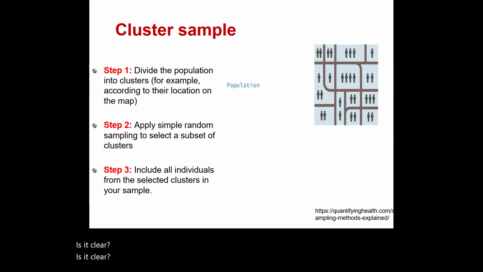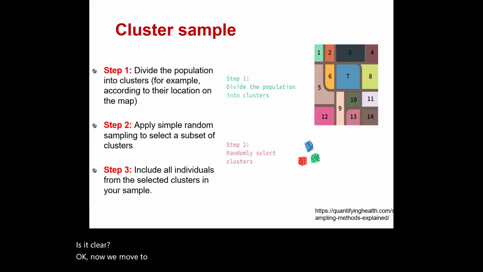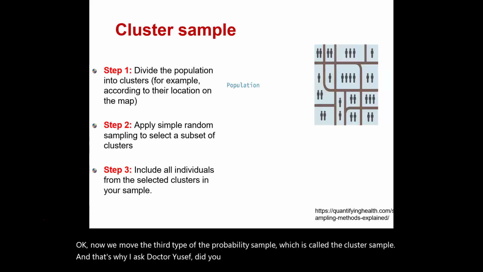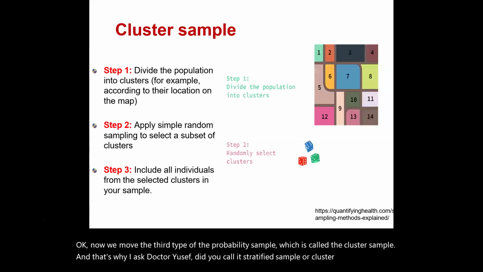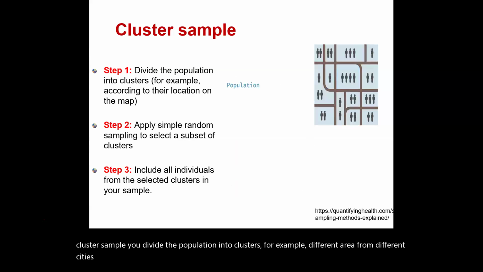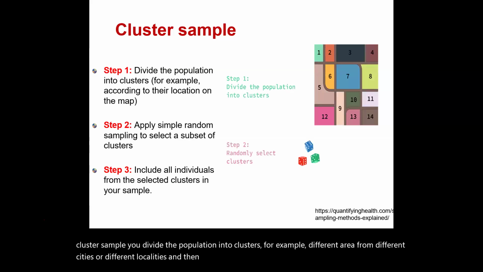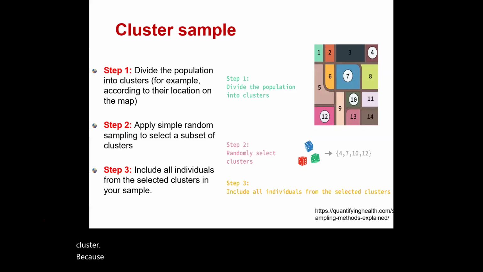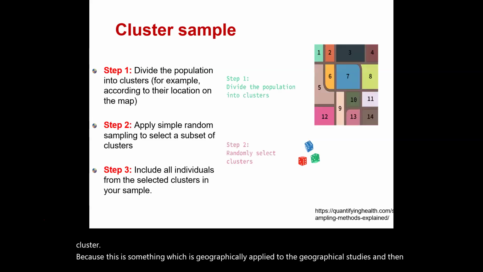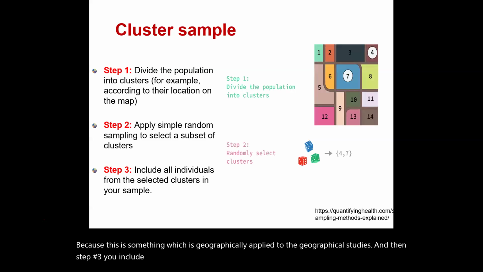Okay, now we'll move to the third type of the probability sample, which is called the cluster sample. And that's why I asked Dr. Youssef, did you call it stratified sample or cluster sample? Because cluster sample, you divide the population into clusters. For example, different area from different cities or different localities, and then apply simple random sampling from every cluster, because this is something which is geographically applied to the geographical studies. And then step number 3, you include all individuals selected from all clusters in your sample.